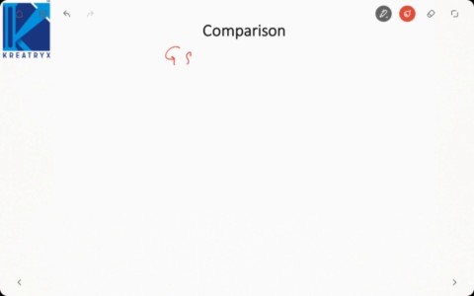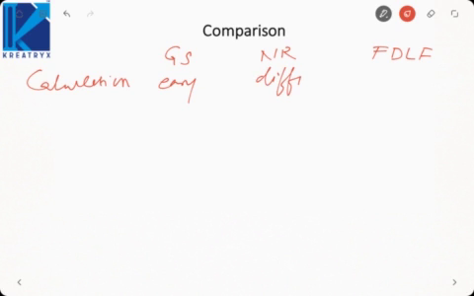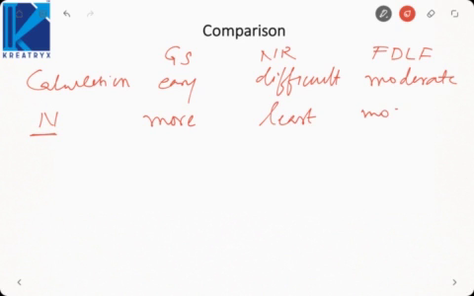The methods are Gauss-Seidel, Newton-Raphson and fast decoupled load flow. Now first is calculation. In Gauss-Seidel it is very easy. In Newton-Raphson it is difficult. In FDLF it is moderate because two matrices are eliminated. Now number of iterations, n. Here it will be more because each iteration is less time consuming but it has a slower convergence. In this it has least, it has moderate.